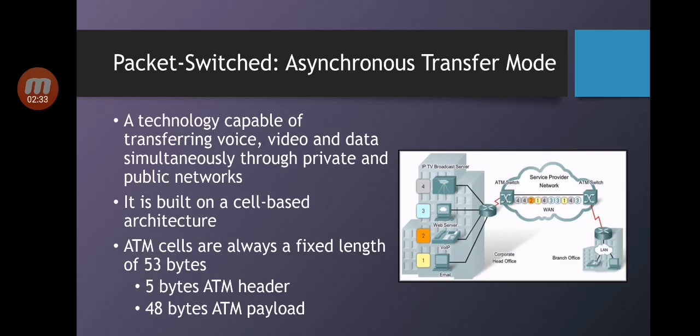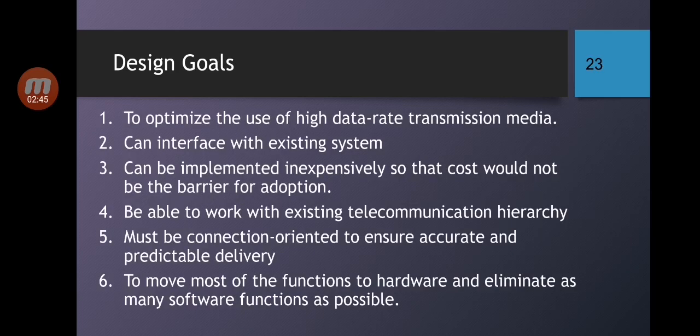The ATM cells are always a fixed length of 53 bytes, which is 5 bytes for the header and 48 bytes for the ATM payload. The design goal is actually to optimize the use of high-rate transmission media, and to interface with existing systems. This is important: it can be implemented inexpensively so that cost would not be the barrier for adoption. It must be able to work with existing telecommunication hierarchy.